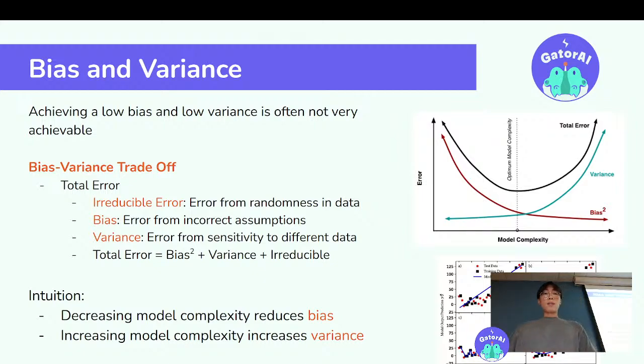So like I said, achieving a low bias and a low variance is often not very achievable because of the bias-variance trade-off, right? As it turns out, the total error of our machine learning model is equal to the bias squared plus the variance plus the irreducible error. I explained what bias and variance errors are, but the irreducible error is essentially the error from randomness in our data, which is the error from not so much noise, but that the data itself is never going to be perfect, and you're always going to have that irreducible error that you can't lower, right?